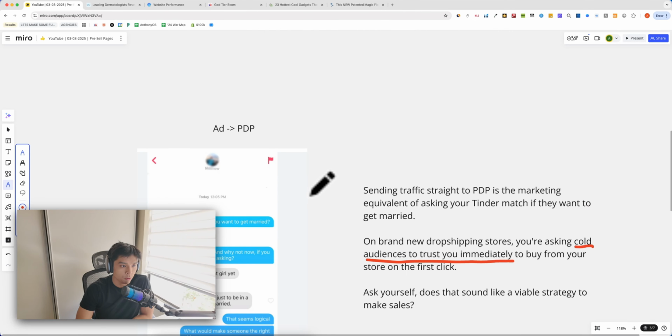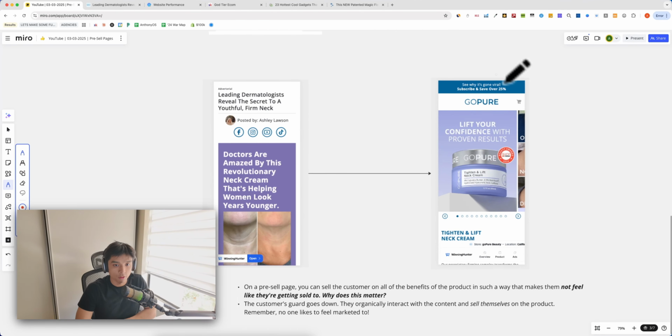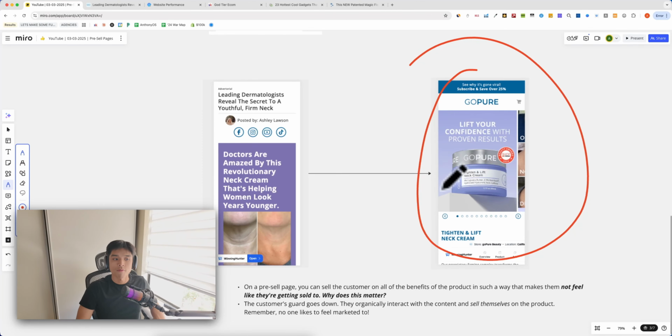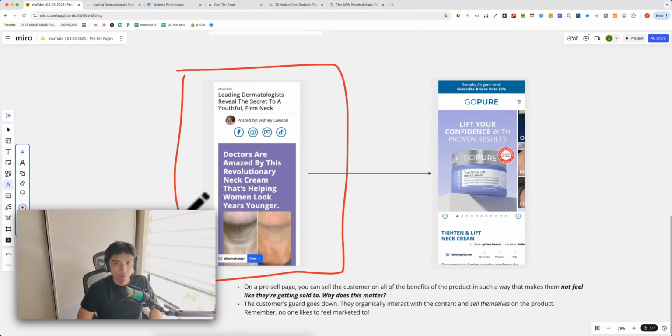So your standard product page, which you're probably used to, is going to look something like this on the right. Right? Your typical Shopify product page. And then this is going to be an advertorial. Okay. Advertorial is one form of a pre-sale, right?